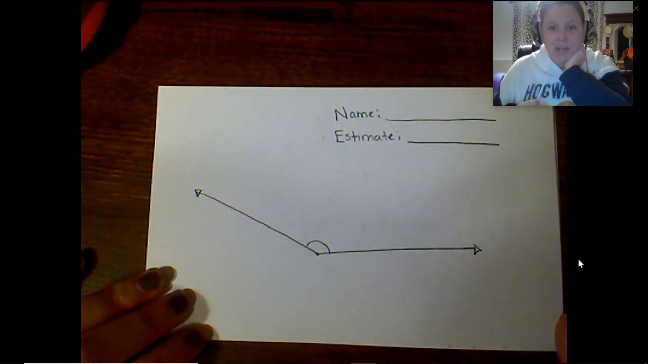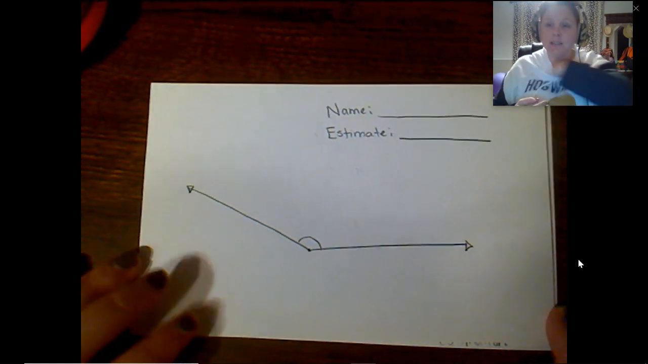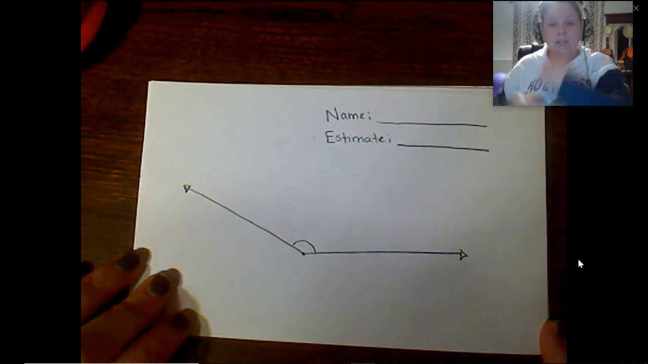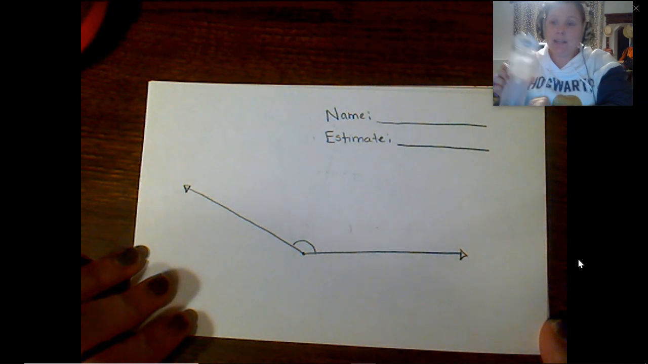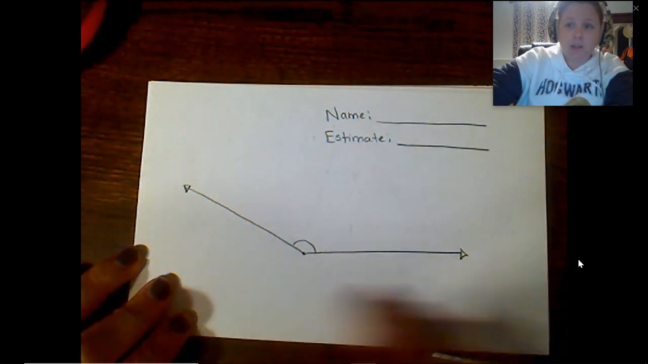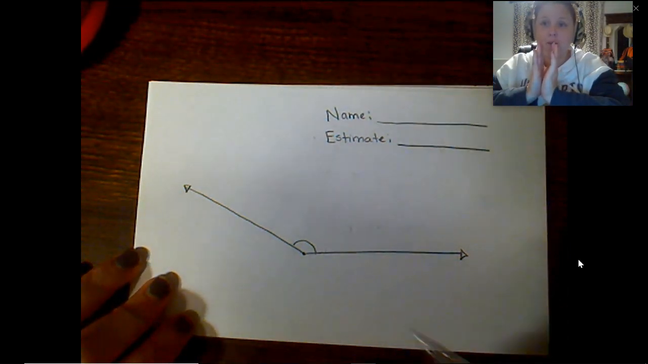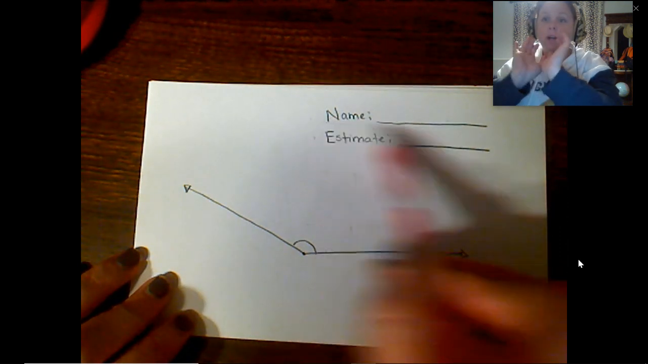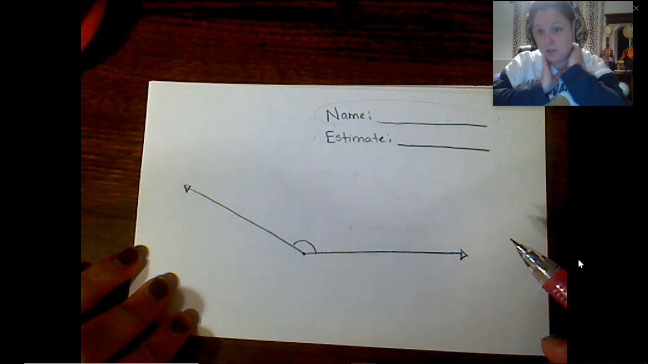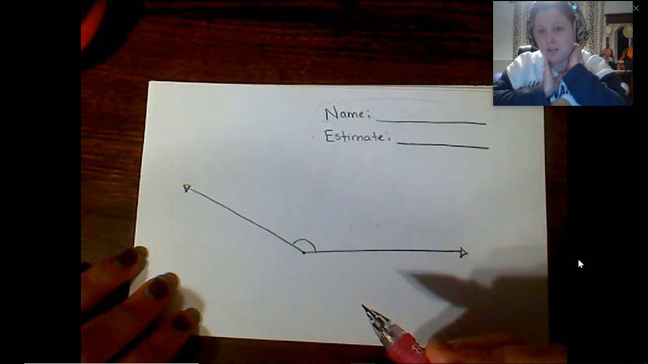So here I'm showing you an angle, and what you're going to be practicing today is naming and estimating an angle. So we don't have to use a protractor to do this. It's not that difficult. The biggest thing is to remember that you are thinking about it in terms of an acute, a right angle, or an obtuse angle. Obtuse means it's bigger than 90 degrees, acute means it's smaller than 90 degrees, and a right angle is 90 degrees exactly.